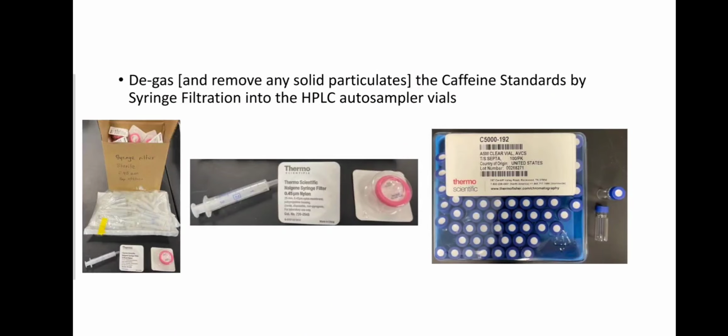The caffeine standards and the soda samples must be degassed by syringe filtration into the HPLC autosampler vials. This helps remove any dissolved gases from the standards, preventing potential interference with the HPLC analysis and ensuring accurate quantification of caffeine content in the diet sodas.